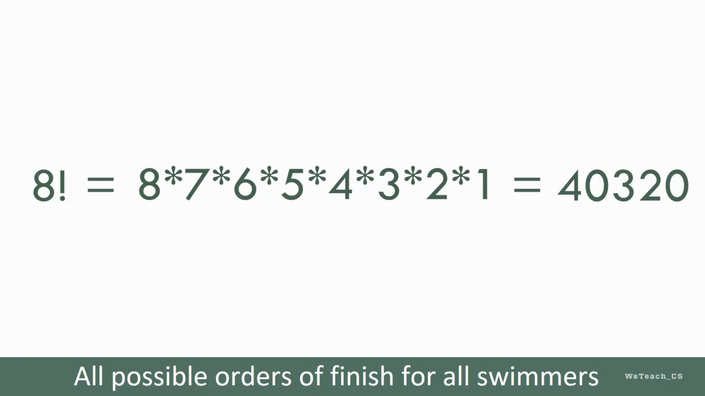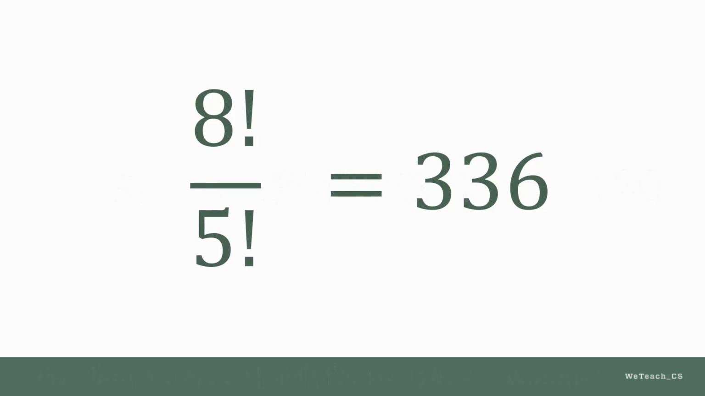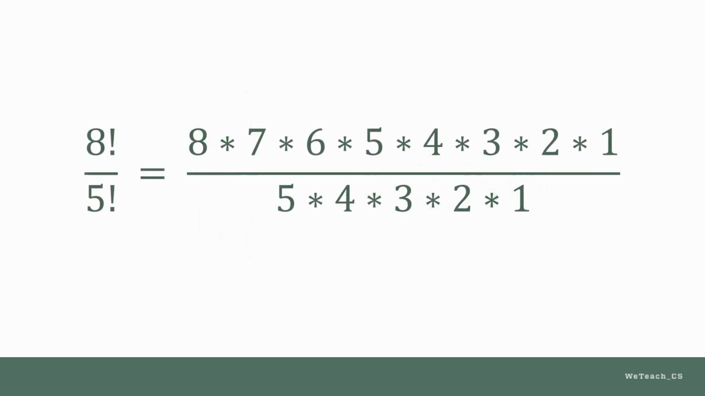40,320 permutations. Since we are only interested in the finish of the top 3 out of 8 swimmers, we need to eliminate the number of permutations for the remaining 5 swimmers, which would be 5 factorial or 120. To proceed to the final answer, we divide 8 factorial by 5 factorial, which produces the correct answer, 336. Here's the expression in expanded form.